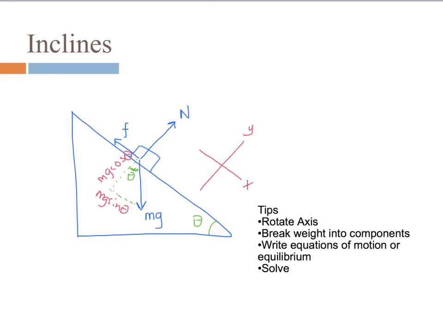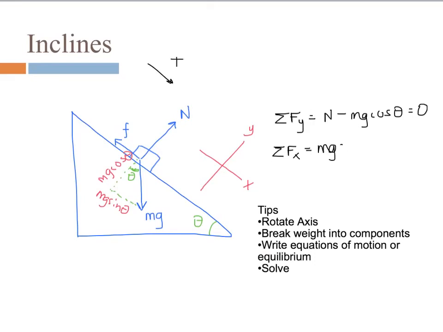So, if I were to write the sum of the forces for this particular object, my y direction would be, the sum of the forces in the y, would be my normal force minus my mg cosine theta, and if this object is at rest, then this is equal to 0. Now my forces in the x direction would be mg sine theta, and I can say that downwards is positive in this case.